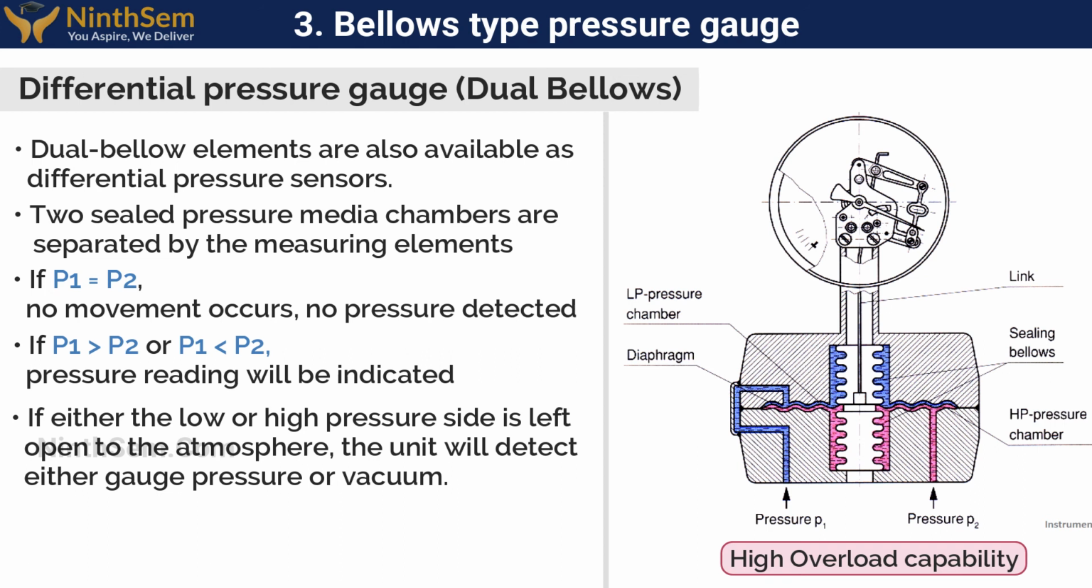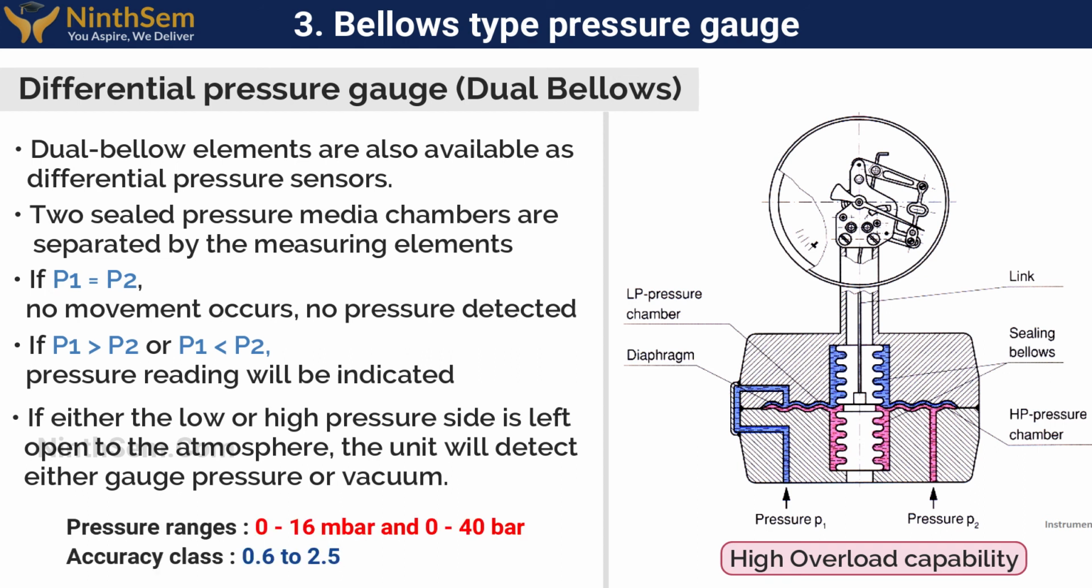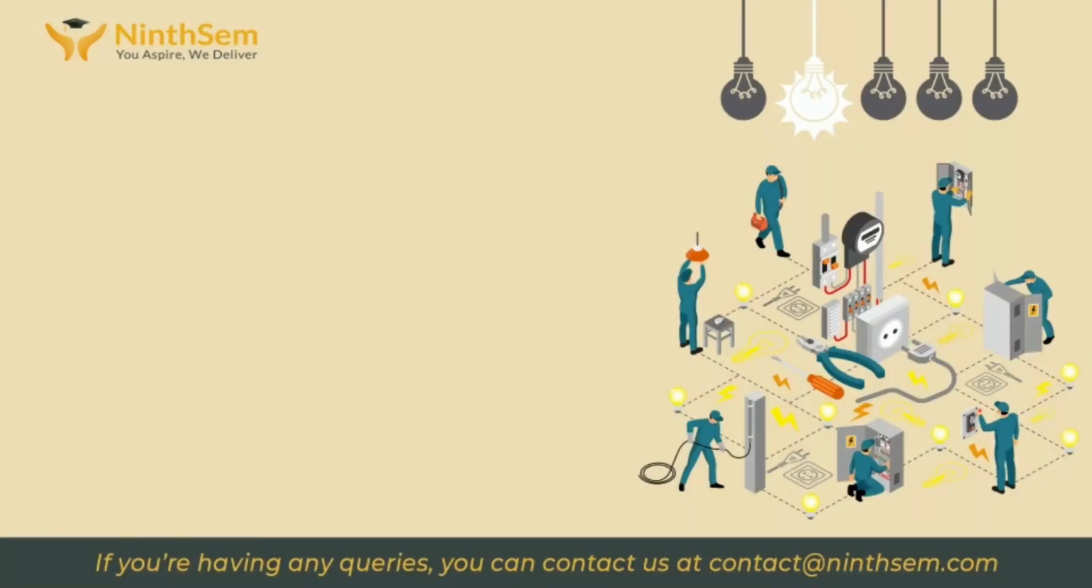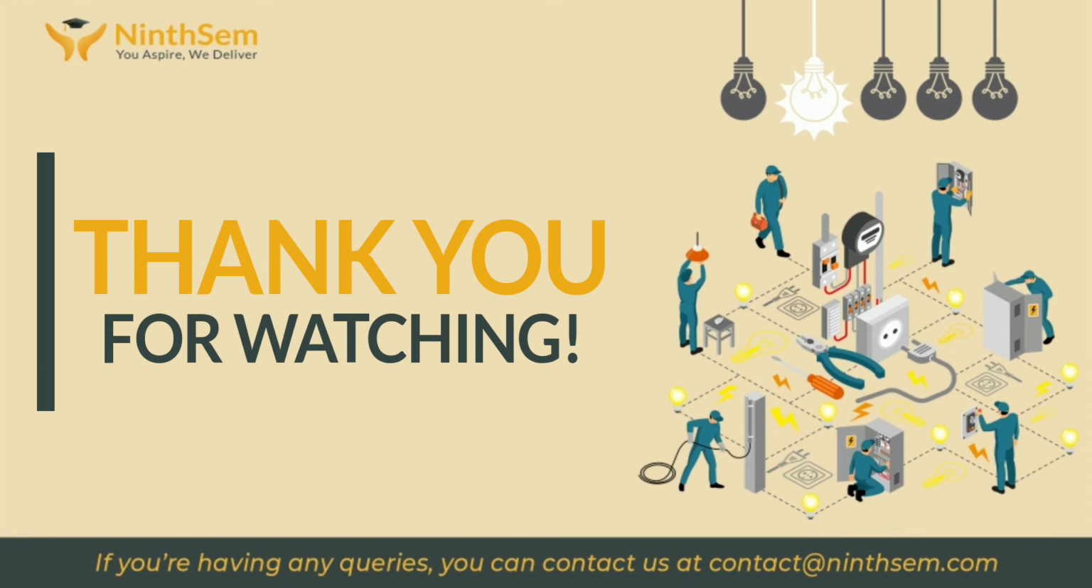High overload capability. Pressure ranges can be between 0 to 16 megabar and 0 to 40 bar with accuracy class of 0.6 to 2.5. Okay, this concludes my pressure gauge topic. Okay, thank you.